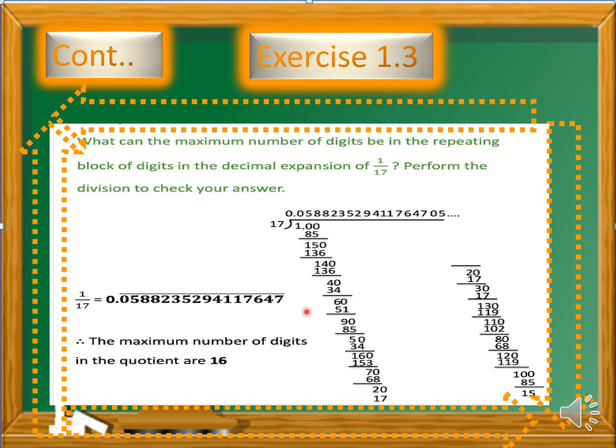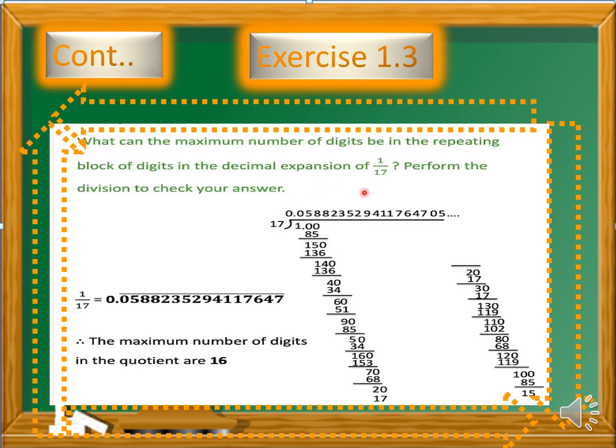So 17 into 4, 68. 70 minus 68, we get 2. 2 is a smaller number, we have to add a 0, so we get 20, and 20 is not divisible in the 17 table. We are going to take the lesser number. 17 into 1, 17. 20 minus 17, we get 3. This step is repeated. Then 3, we get 3 now. So 3 we have to add a 0.